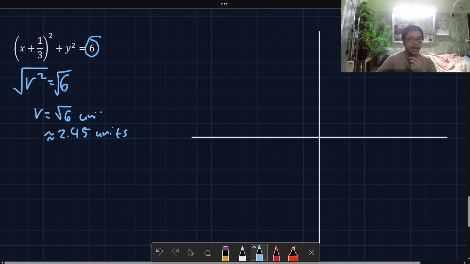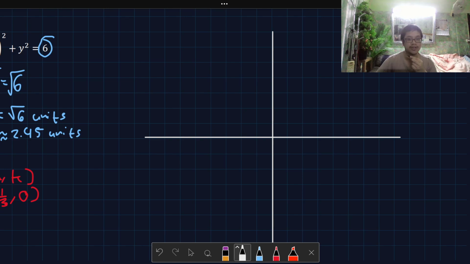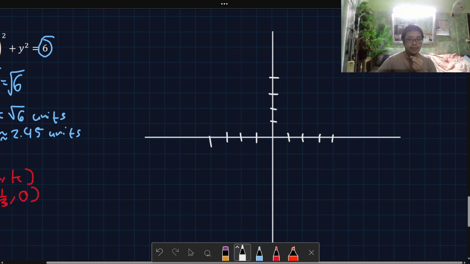That's it. Now we find the center. Your center, again, is (h, k). For your h, we have 1/3, so change the sign and you will get negative 1/3. As for your y squared, however, there's no partner, so just put 0. That's it. Then we now graph. Let's graph it now. Let me just put some integers, forgive me. 1, 2, 3, 4, 1, 2, 3, 4, 1, 2, 3, 4, and 1, 2, 3, and 4.